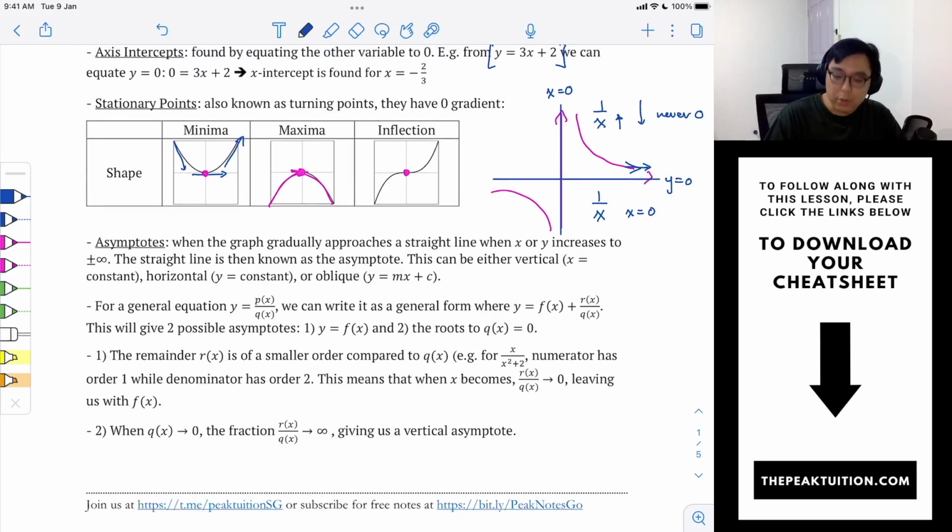But it can also take on an oblique asymptote, in the sense that your asymptote can actually be like y equals mx plus c. More on this later when we talk about hyperbolas.